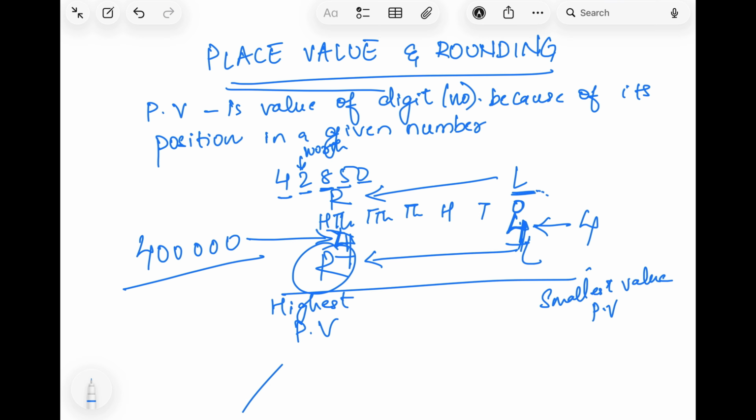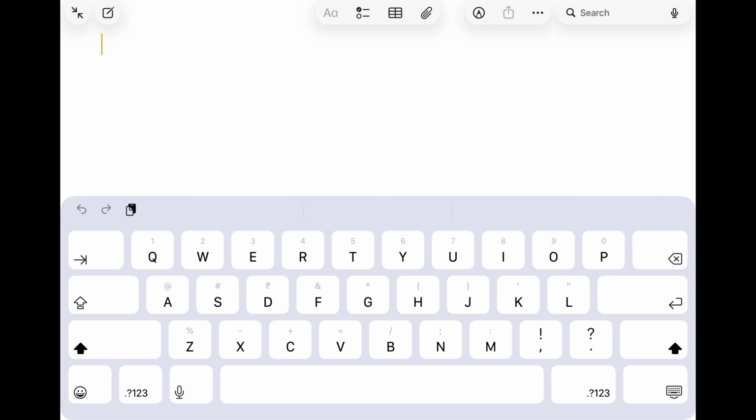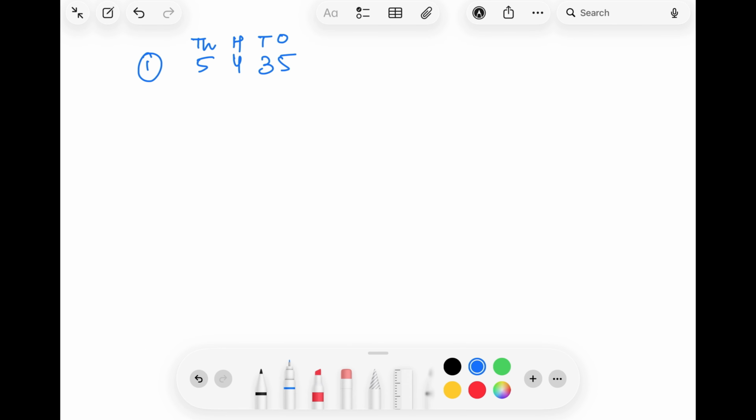Now I hope you understood what place value is. We'll take up some examples to understand place value better. If we have the number 5435, just write down the place values: this is ones, tens, hundreds, and this is thousand. We will write the place value of each of the digits.